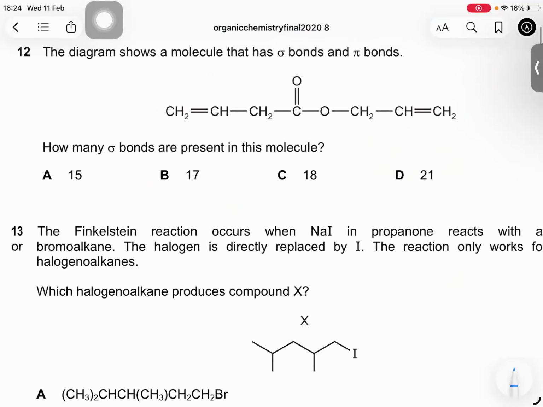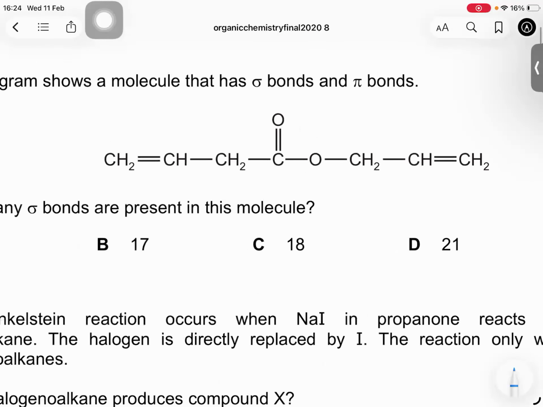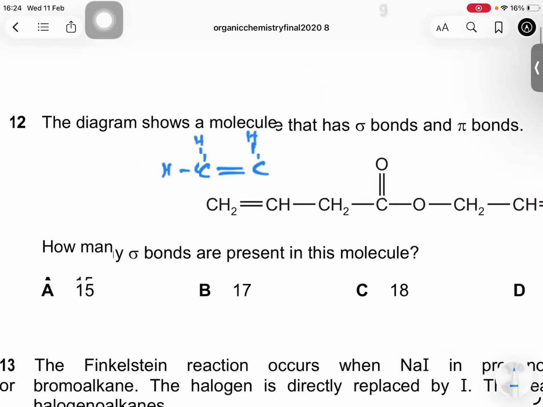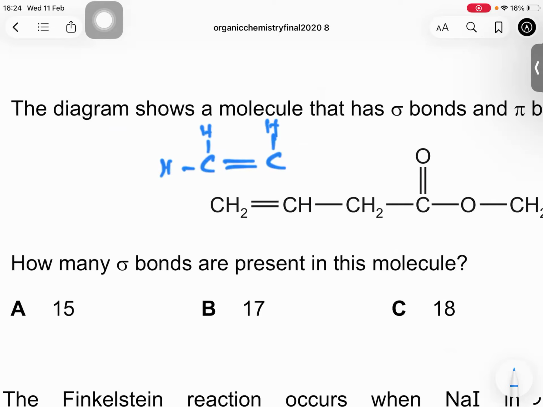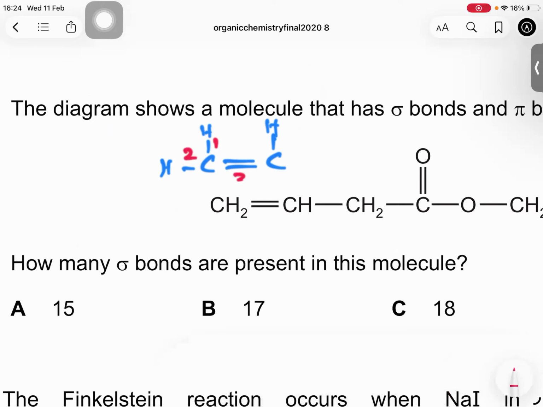How many sigma bonds are present in this molecule? A sigma bond is a single bond, so you just have to count the number of carbon bonds. For example, this is CH2, so CH2 means two. The first bond is sigma, right? So this is 1 sigma, 2 sigma, and from these two, one is sigma, 3. Then next is 4. Then further C, H, H, then this is 5, then 6.